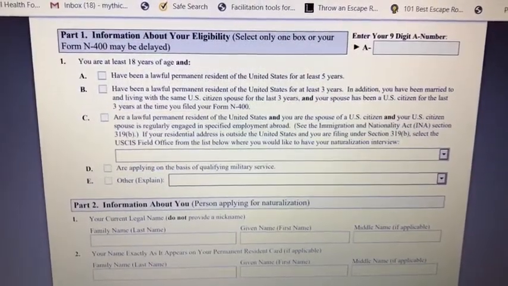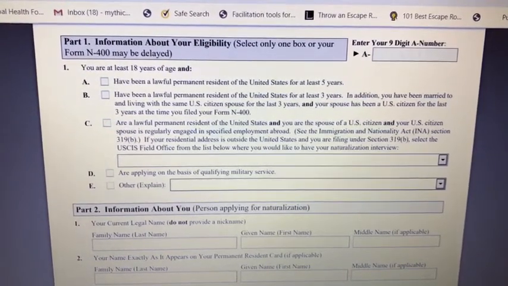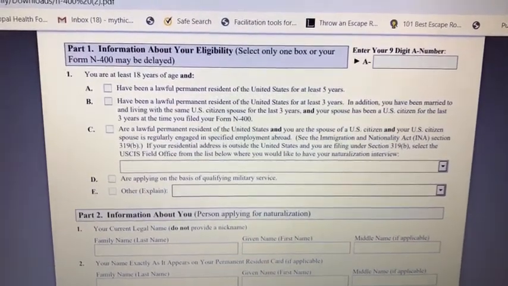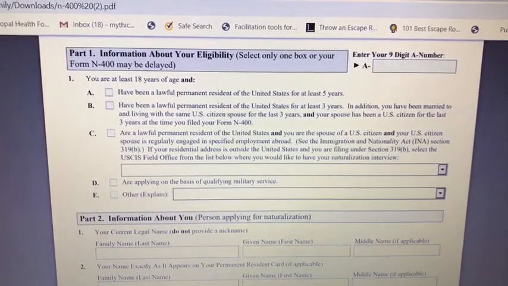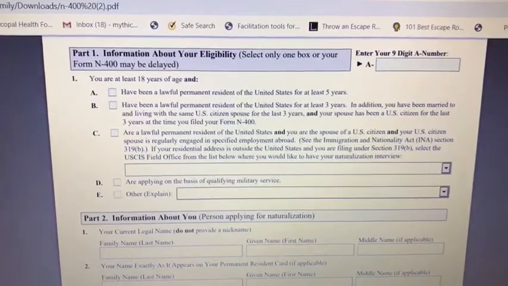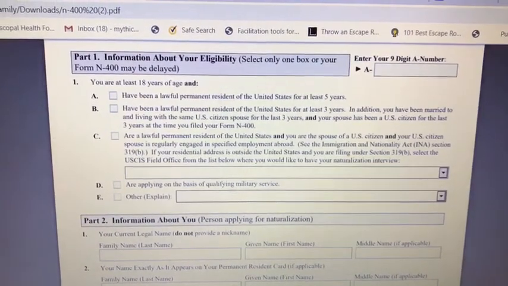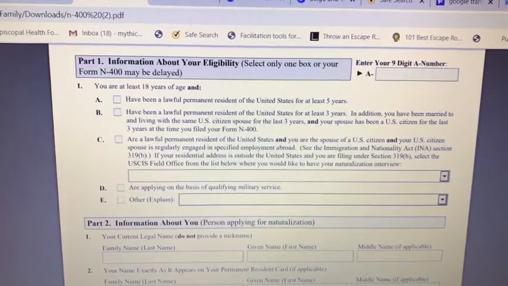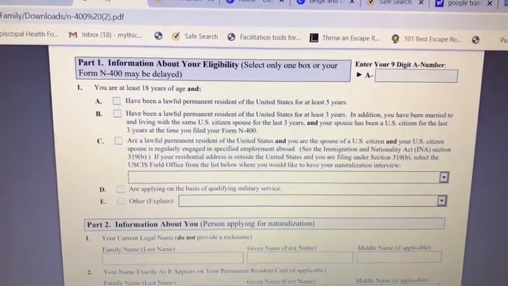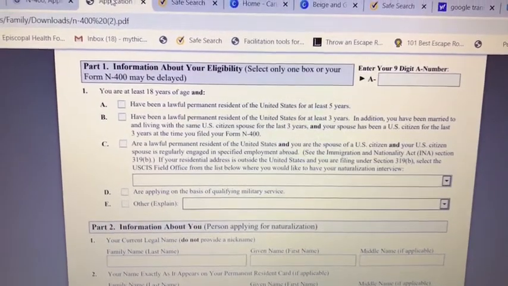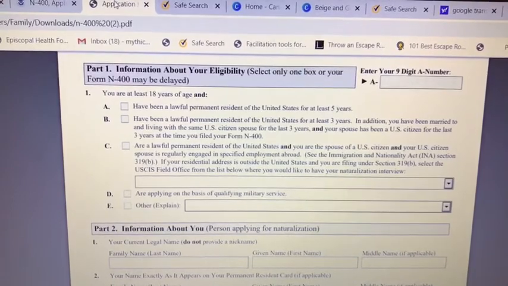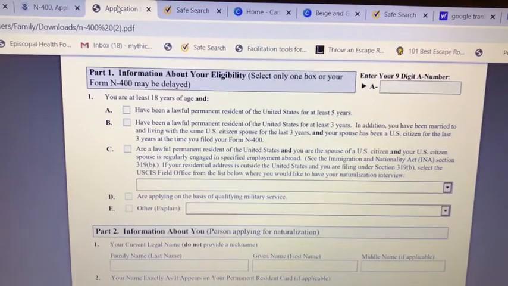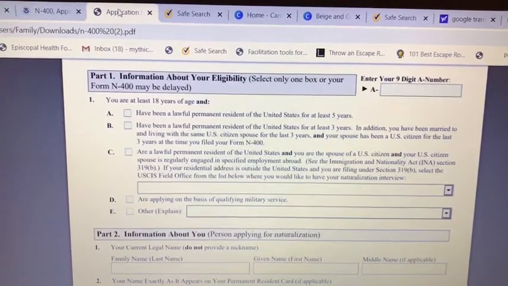We'll get started. First of all, are you at least 18 years of age? Are you applying on the basis of qualifying military service? Have you been a lawful permanent resident of the United States for at least 5 years? Part 2, information about you. What is your current legal name? What is your last name or your family's name? And last, what is your given name or your first name?